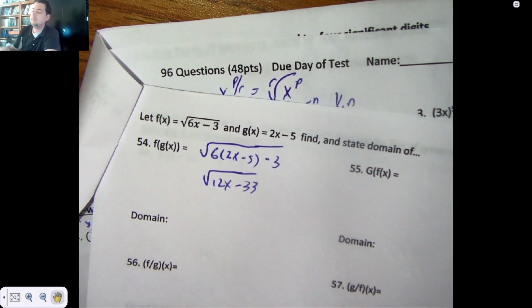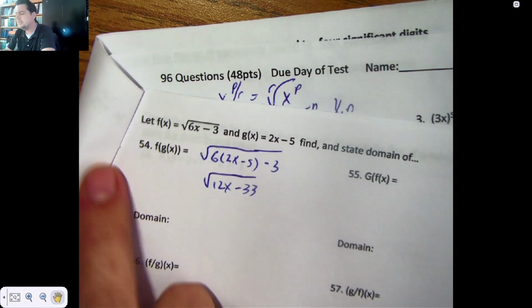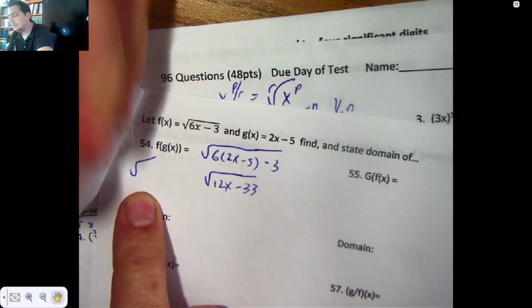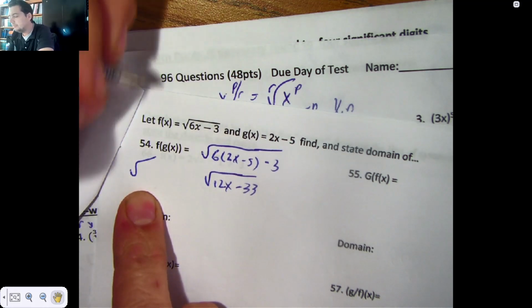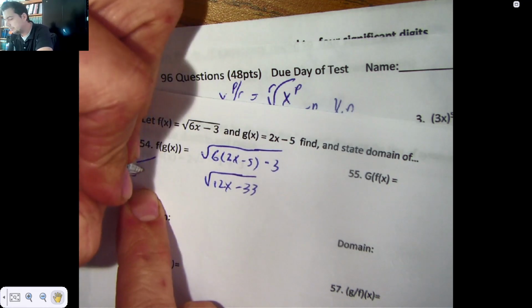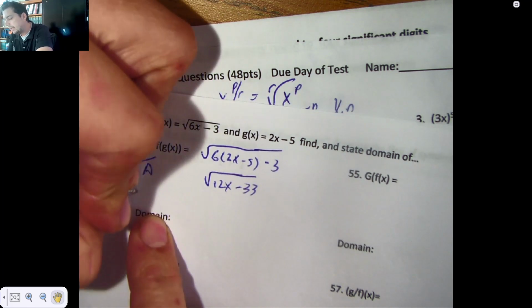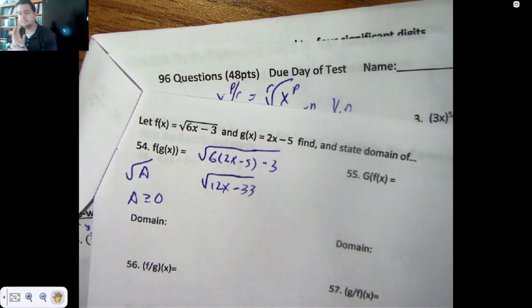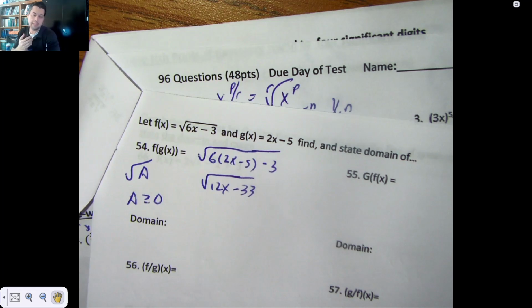Now, it's not on your form quizzes, but it has to do with domain. The root of anything, I don't care what it is, we'll just use letter A, must be greater than or equal to 0. Has to be, because if you start taking the square root of a negative, bam, it's imaginary.